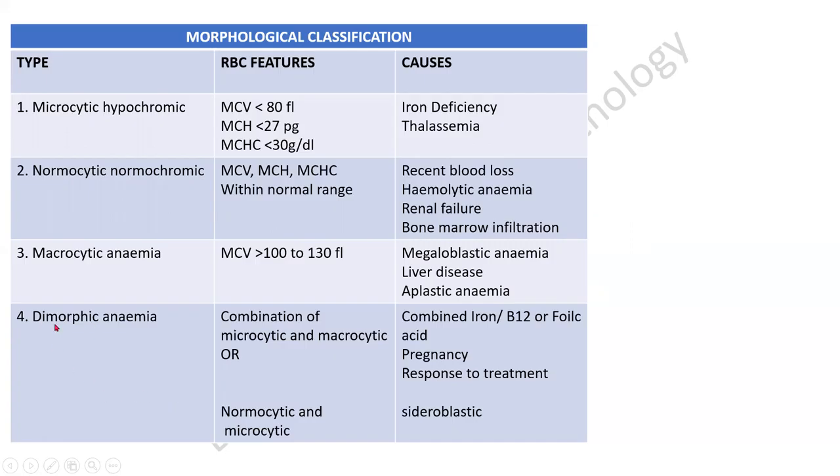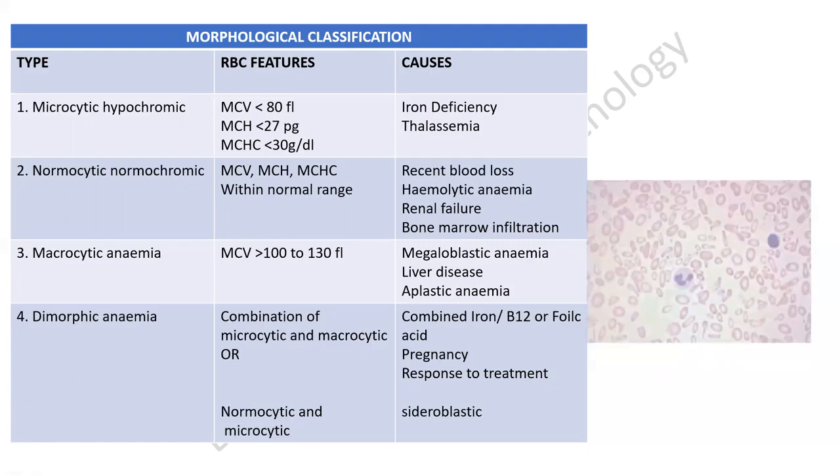Dimorphic anemia, di means two. So it is a combination of micro and macrocytic, or normo and microcytic or macrocytic. It can happen in cases of combined deficiencies, in pregnancy where there is a deficiency again. Response to treatment: a patient is anemic and you give treatment, there can be a response producing normal cells. And finally, sideroblastic anemia.